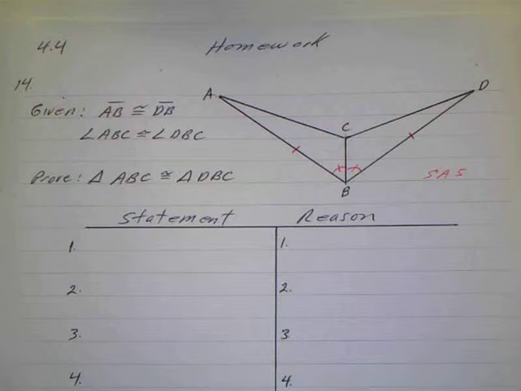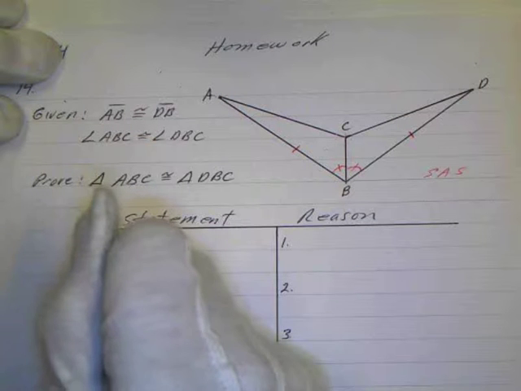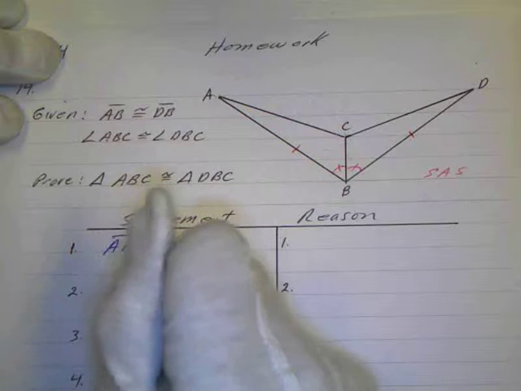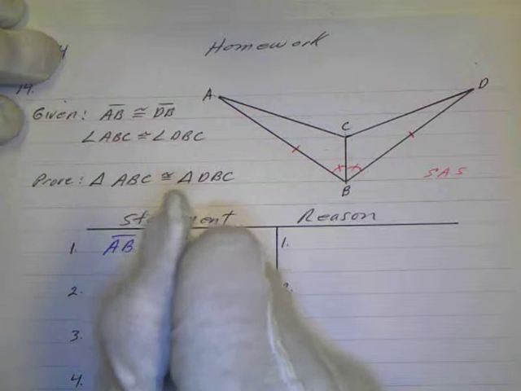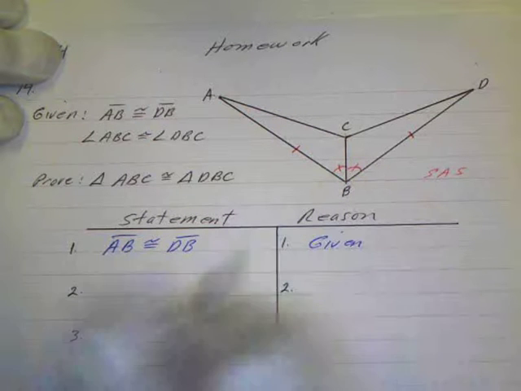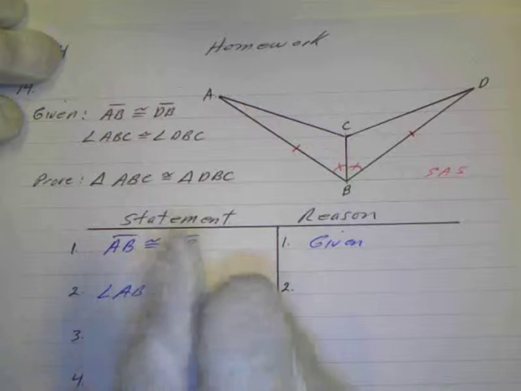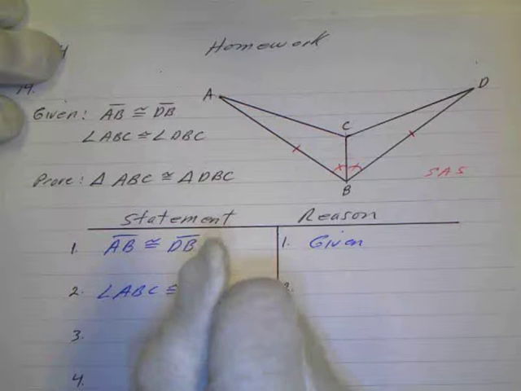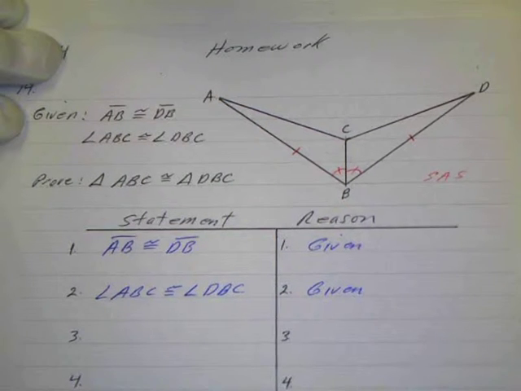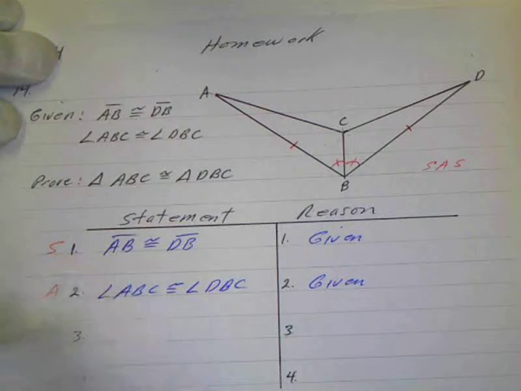So let's get to it. The first thing, we always write down our givens. So we got AB is congruent to DB. That's given. And we also have angle ABC is congruent to angle DBC. That was also given. So now we have a side and an angle.